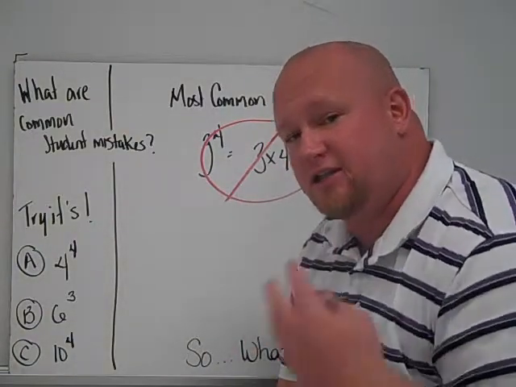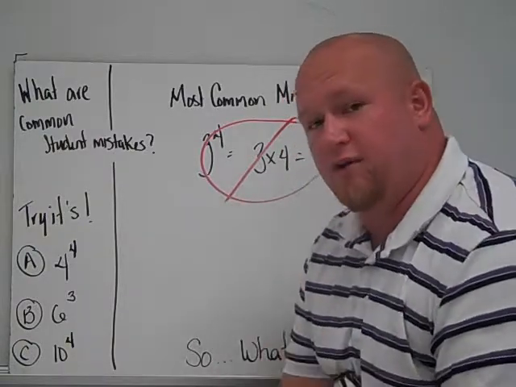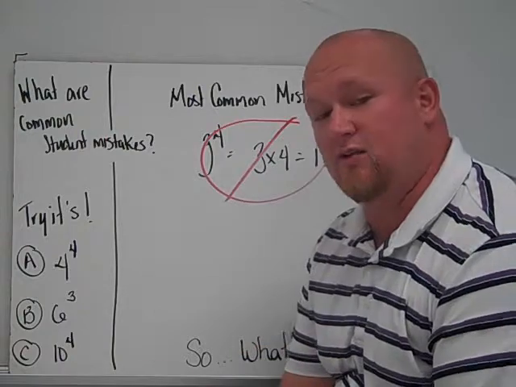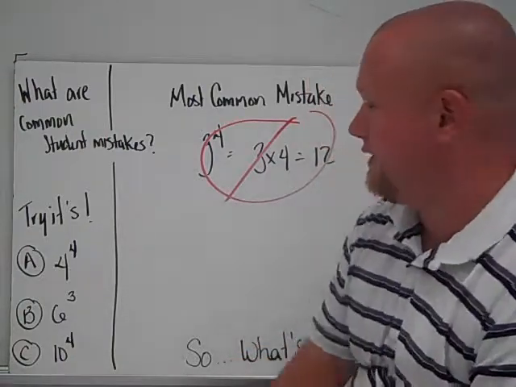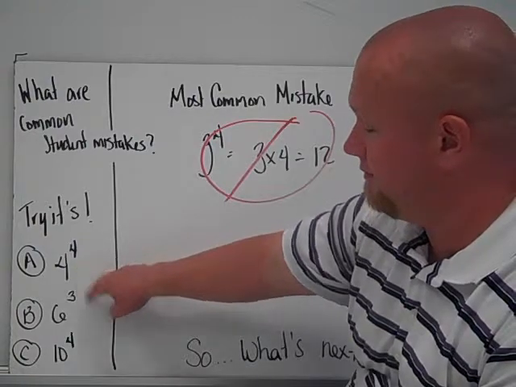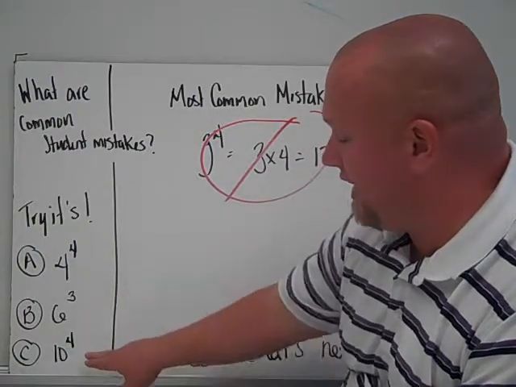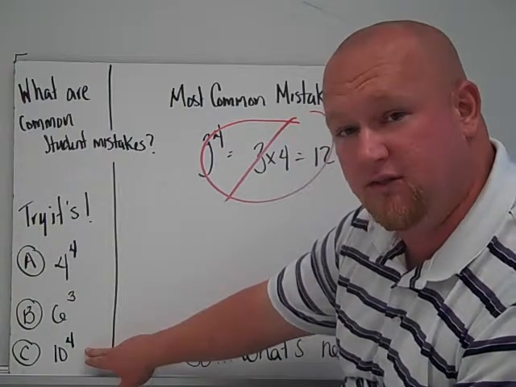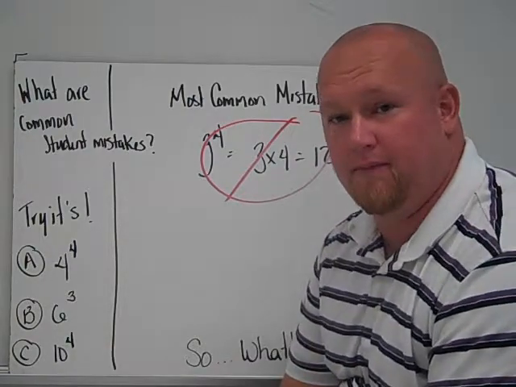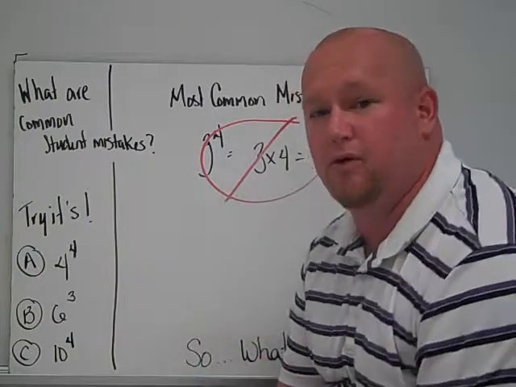It's pretty simple and it's pretty straightforward, so I want you to try a couple things. It's your first round of try-its, and there's going to be a second round to come after these. I'd like you to try 4 to the 4th power. I'd like you to try 6 to the 3rd power. And then I'd like you to try 10 to the 4th power. I want you to pause the video now and do the try-its before we move on.